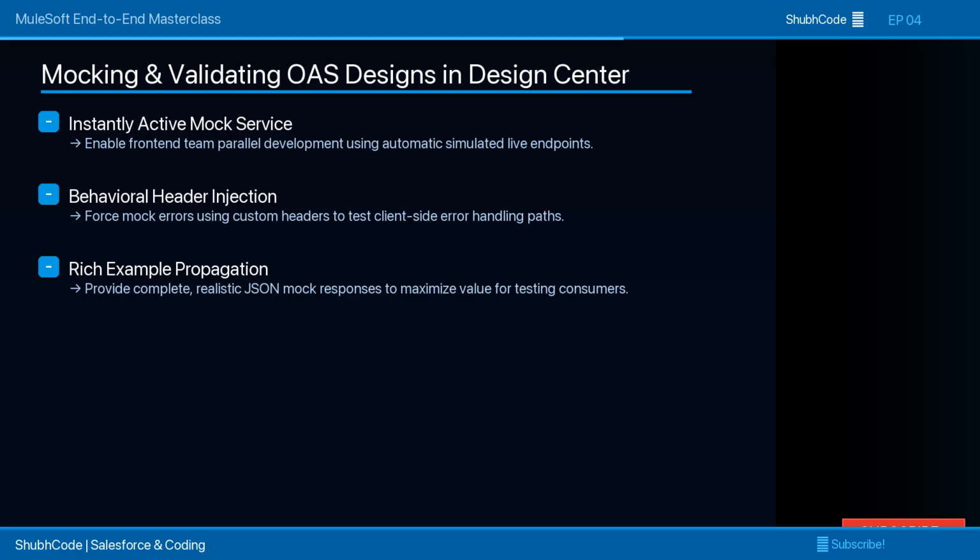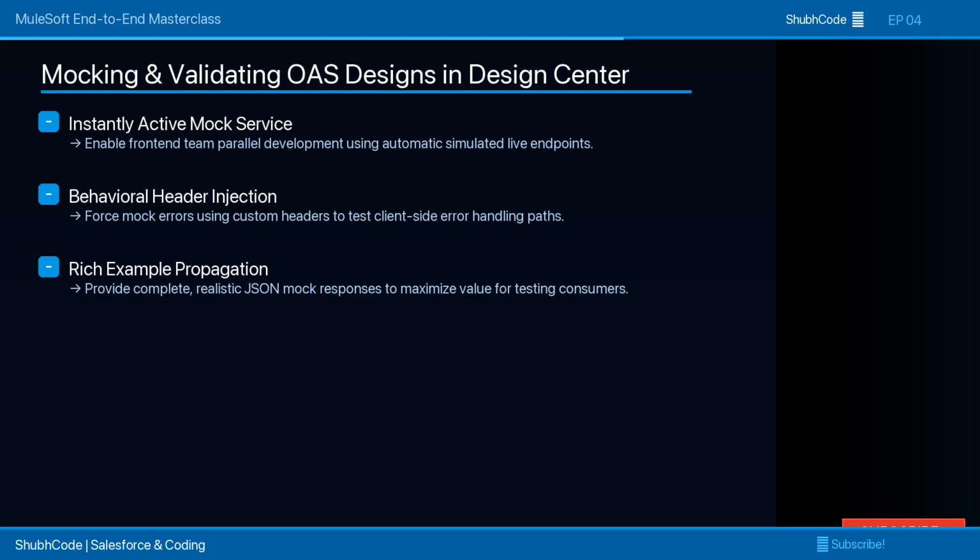One of the most powerful features of Anypoint Design Center is the native mocking service. The moment you define a valid path and response in your OAS spec, Design Center spins up a local mocking endpoint. This service reads your defined response examples and acts as a functional REST endpoint that returns simulated data to any HTTP client.